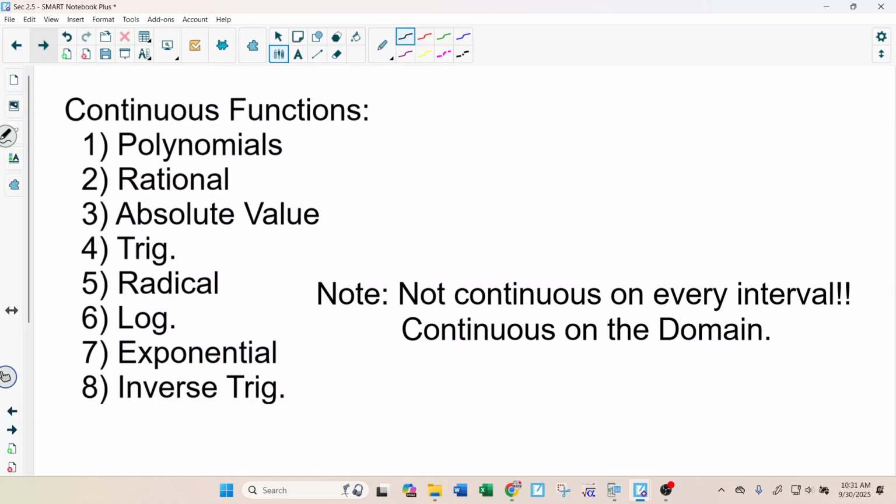So if we look at all these functions, polynomials, rationals, absolute values, trig, radicals, log, exponential, inverse trig, these are all continuous functions. That means they are continuous at every number in their domain. Now, is it possible to get a vertical asymptote? Yes, but that's not in the domain. So they're not continuous. Understand, as we just talked about, not continuous on every interval is different than continuous on its domain. Okay?